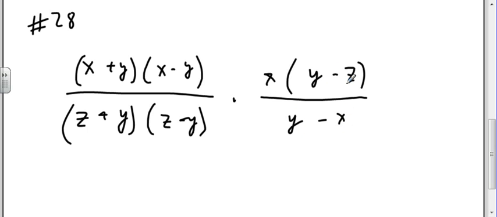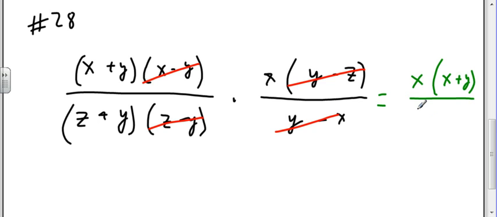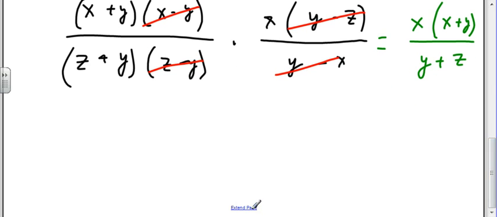Okay, so I want this guy turned around to be z minus y, and I want this guy turned around to be x minus y, and that'd be a minus one on the top, a minus one on the bottom. They're going to cancel each other out. So we're just going to go boom, boom, boom, boom, and say my final answer is x plus y divided by z. Well, we wouldn't write it z plus y. We write it y plus z, because we want it to be in alphabetical order. Okay, moving on to number 30.